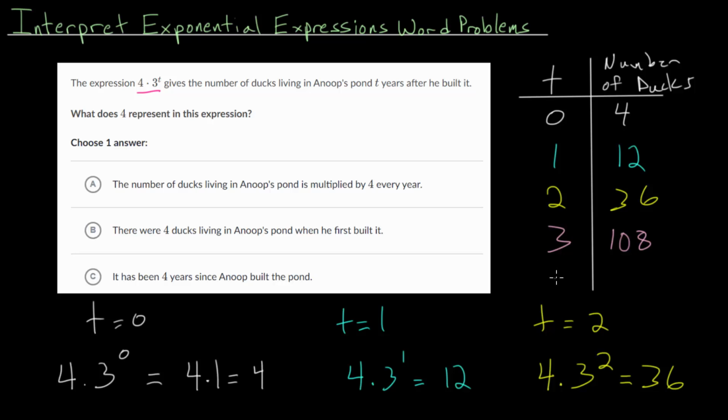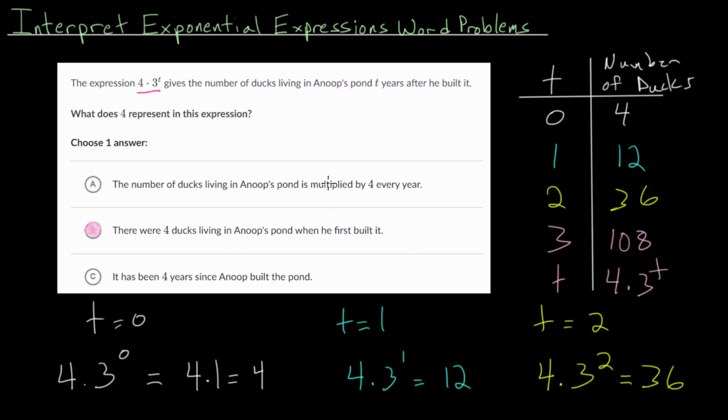So when we just have t for our number of years since it was built, we would just plug that into the expression 4 times 3 to the t. Now, what we can notice is that, again, for that starting amount, there were just 4 ducks. So that actually answers this question. So what does the 4 represent in this expression? That is B here. Since there were 4 ducks living in Anoop's pond when he first built it.